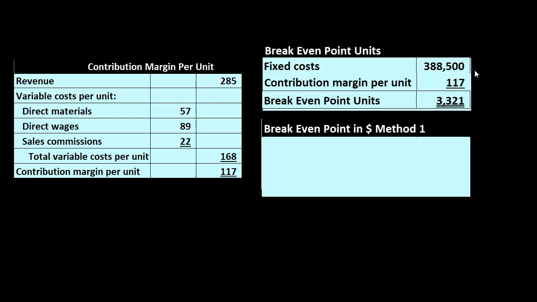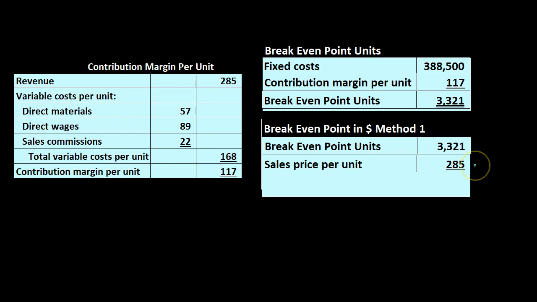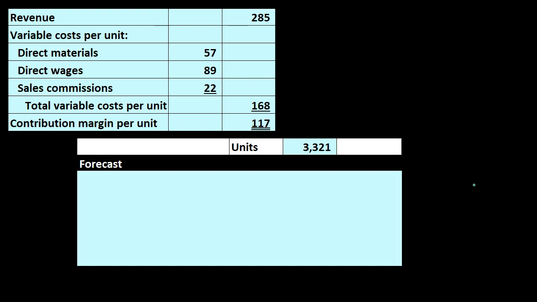And we can also think of our break-even point in terms of revenue. There's a couple different methods, but one method, obviously, if this is how many units we have and the sales price is $285, we multiply those out. That means that our break-even point in terms of dollars, the revenue, the sales we need, is $946,346.